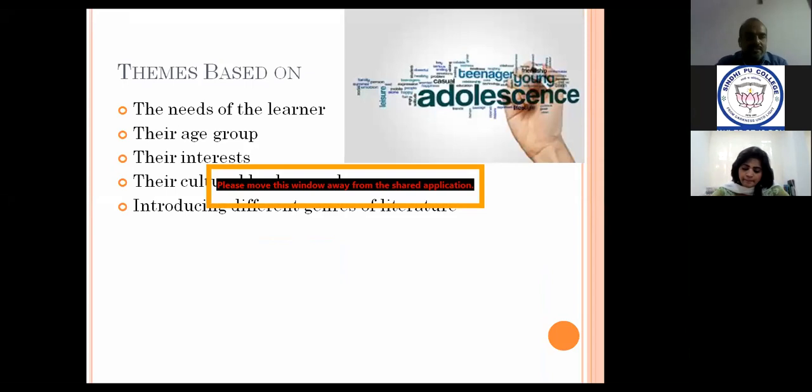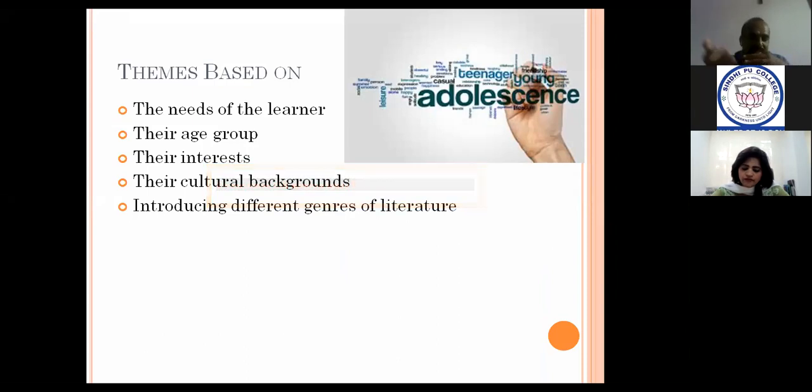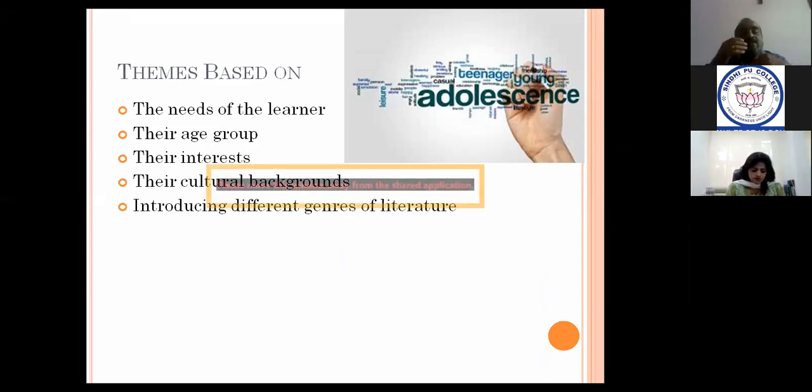As it is said in the textbook itself, these themes are based on the needs of the learner, their age group, their interests, their cultural backgrounds, and introducing different genres of literature. Genres means you have got poetry, prose, story, like that. Different types of expressions are there in literature, which are called genres. So through these genres of literature, you are introduced to many things.